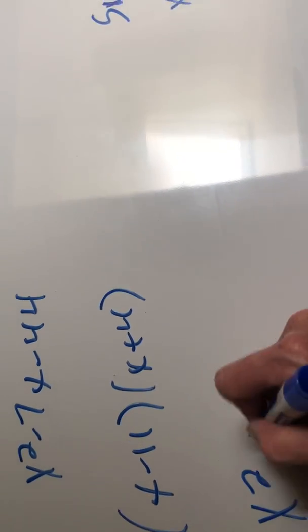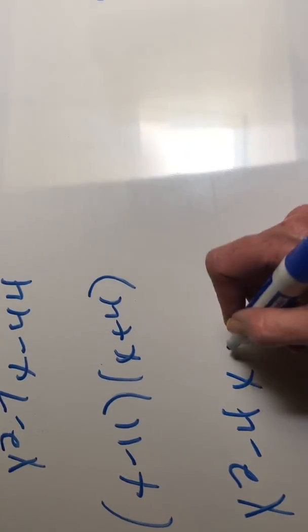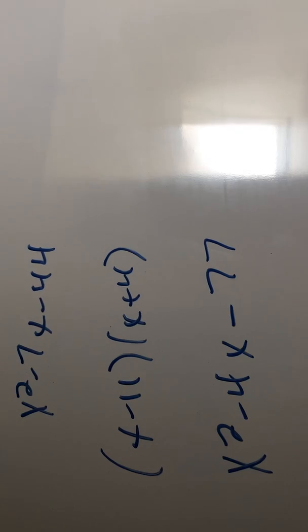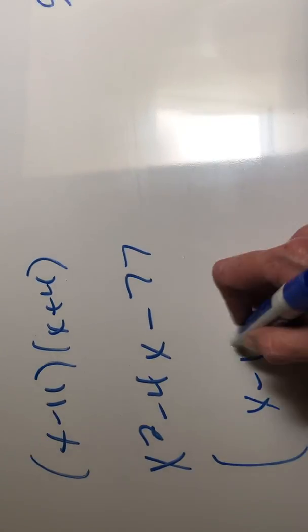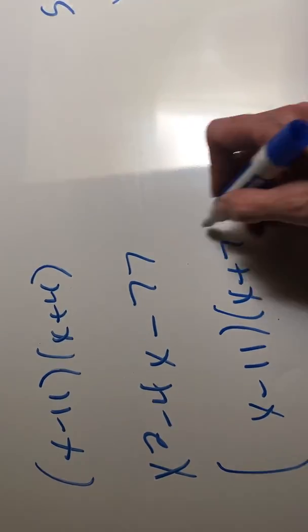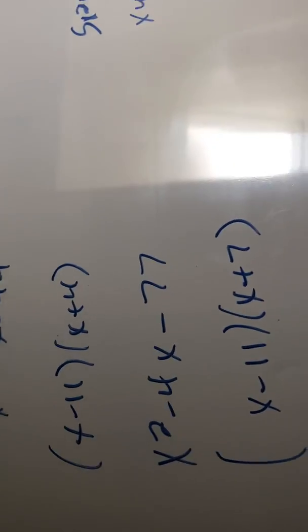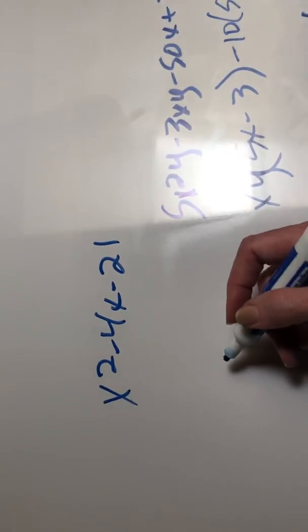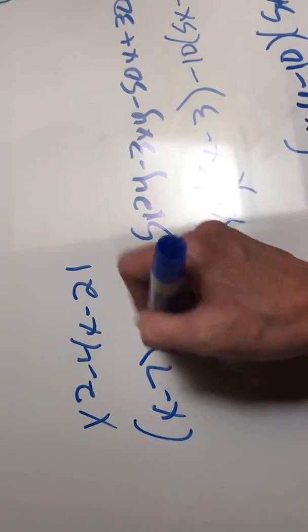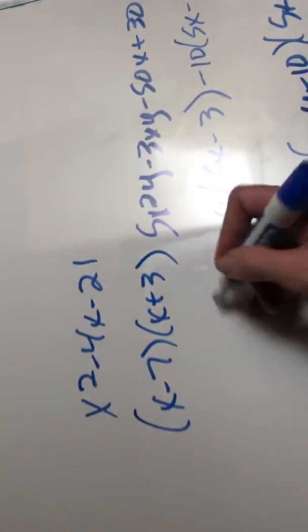If you see something like x squared minus 4x minus 77, that's going to be x minus 11, x plus 7. Do the short way on those. Don't do the long ways. Let's see, x squared minus 4x minus 21. Do not use factor by grouping on these. x minus 7, x plus 3. I'm showing you exactly how I want to see them.